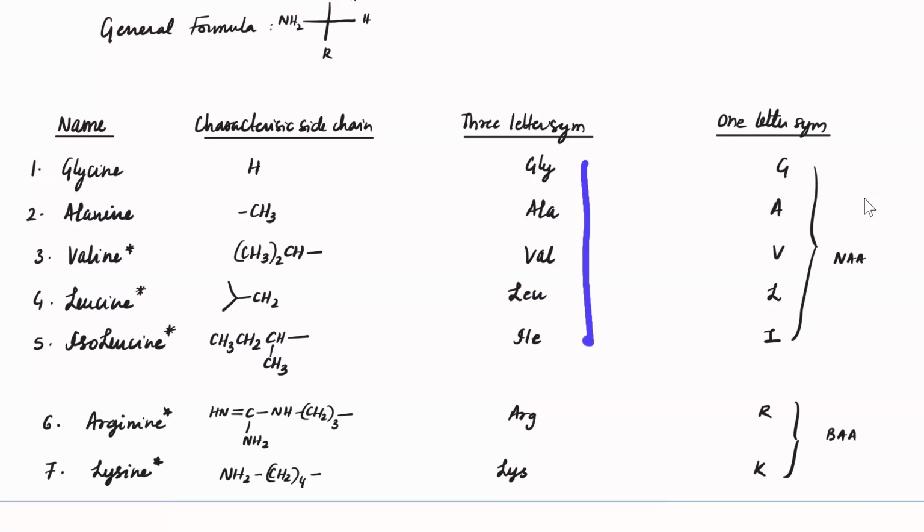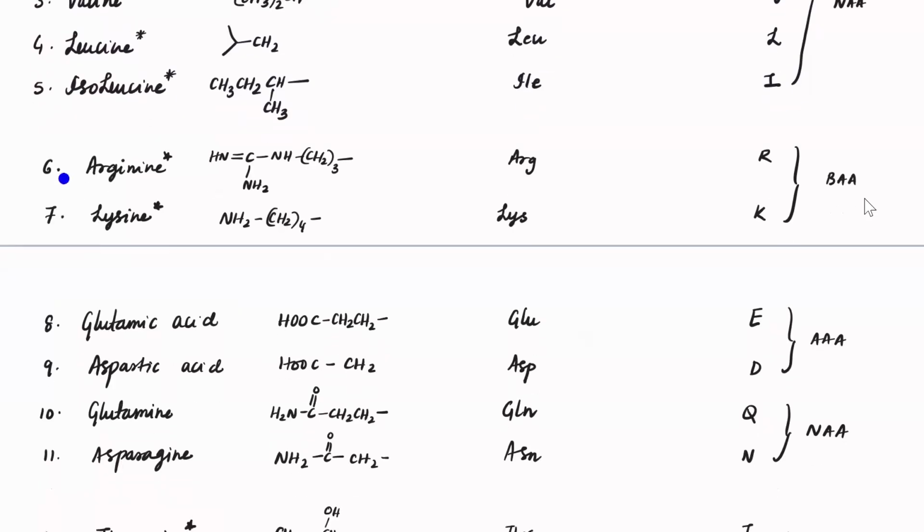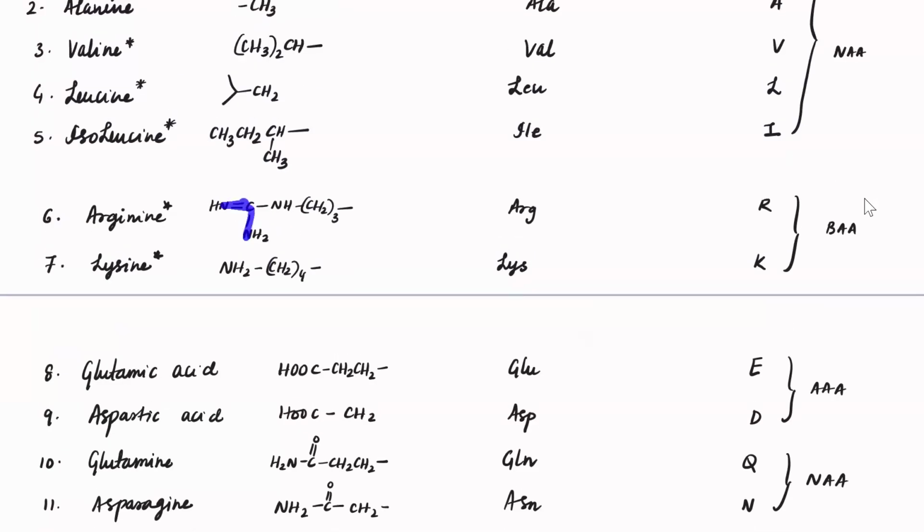So it is easy to remember: GAVLI. And then the sixth and seventh are also easy to remember. Arginine is basically having an extra NH2 group, right? So this is the guanidine form. I'm sure you remember the guanidine form. So this is the guanidine form with extra three carbons. That's it. So it is like a propyl guanidine.